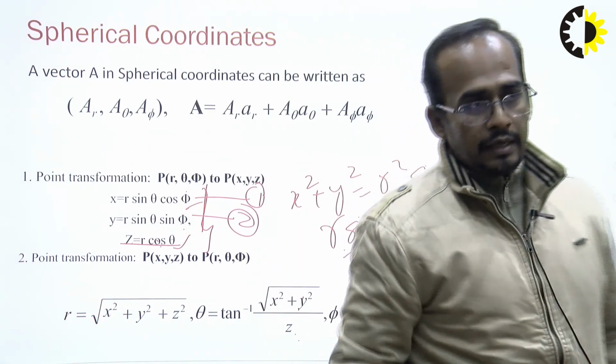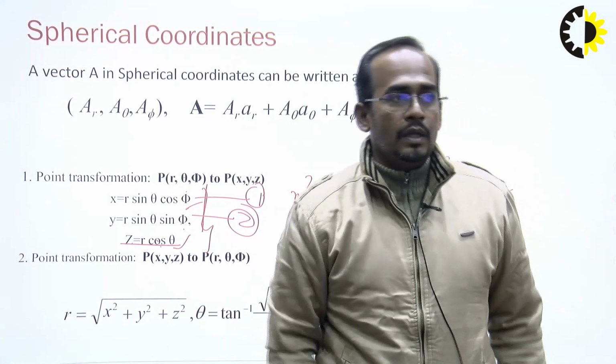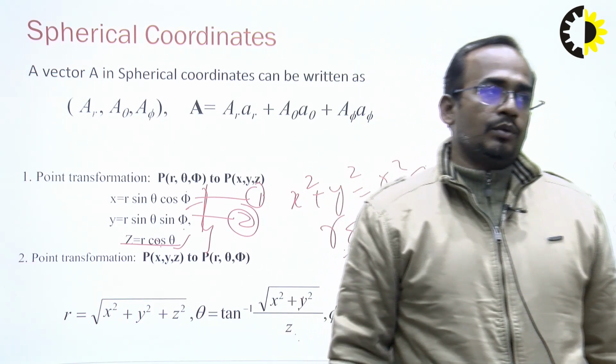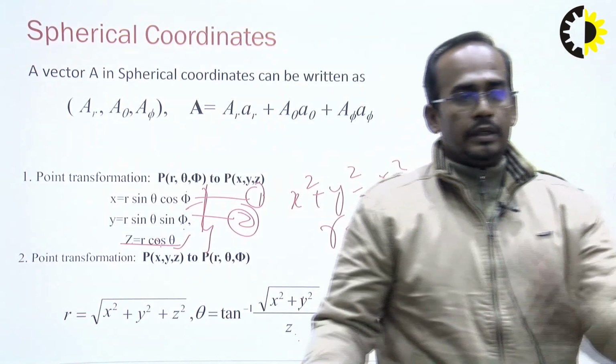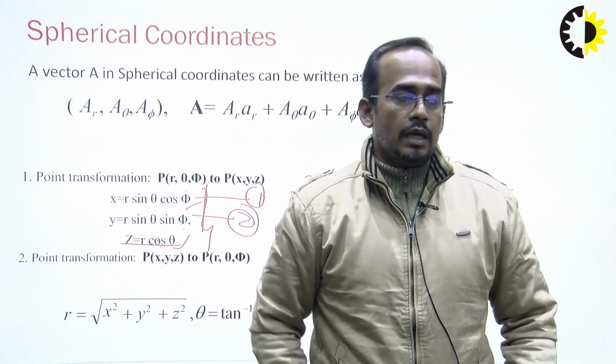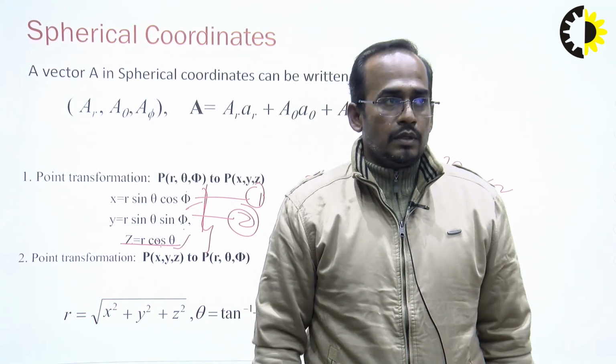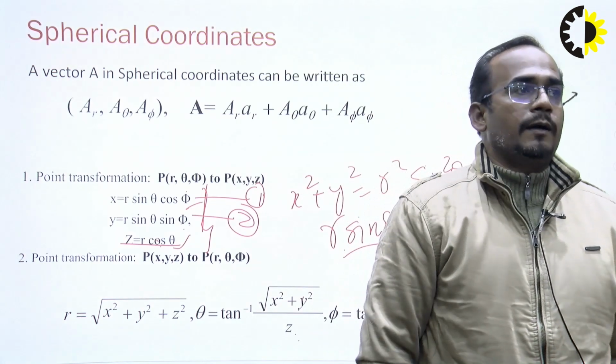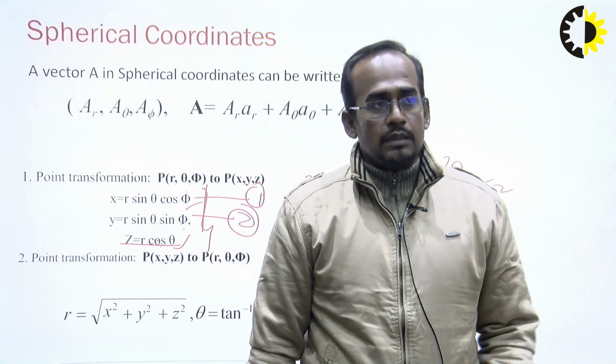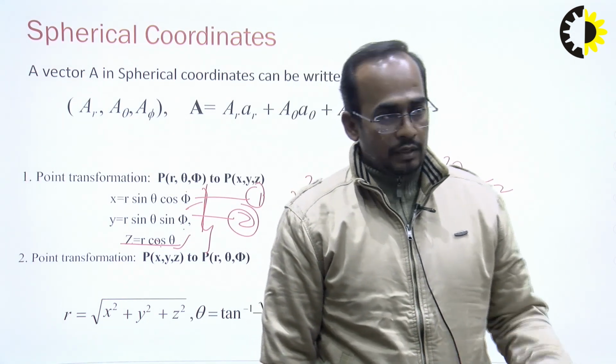So this is the way you can transform the Cartesian coordinate system into the spherical coordinate system, or the spherical coordinate system into the Cartesian coordinate system. So this is all about the basics of the coordinate system, and this is the prerequisite for microwave and radar engineering.